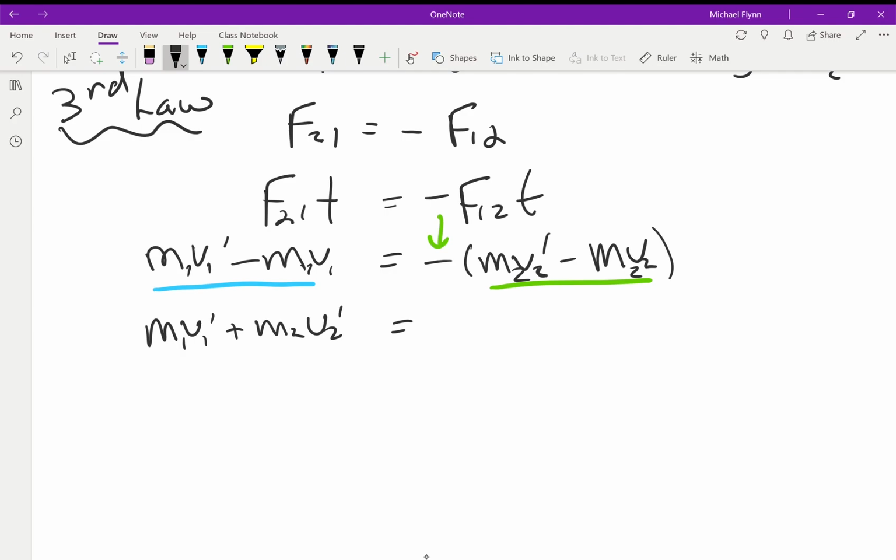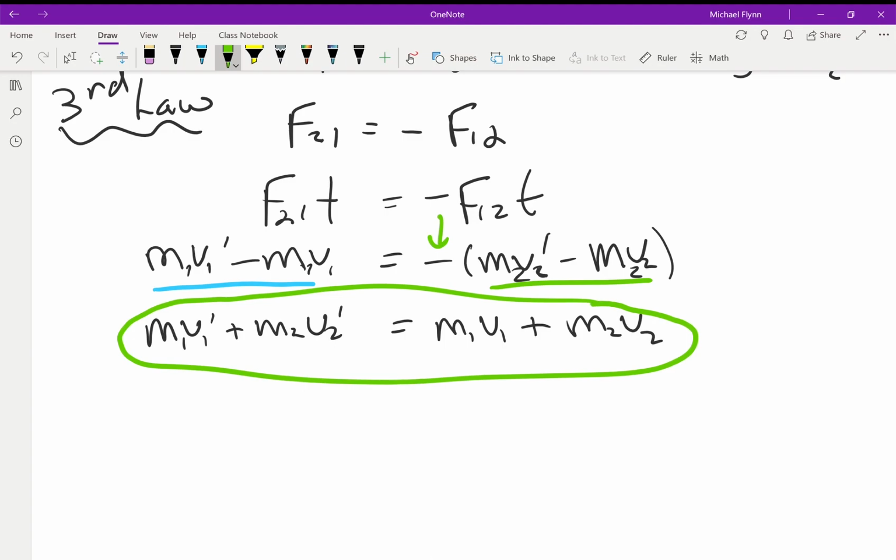And that has to equal, now negative and a negative cancel out, so I get m. I'm going to just put it in the same order. When I bring that to the other side, it becomes positive. m1v1 plus m2v2. All right, I'm going to circle this equation because it's very special.